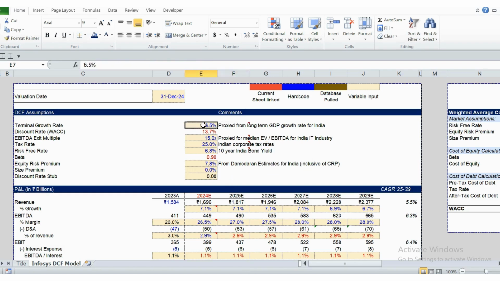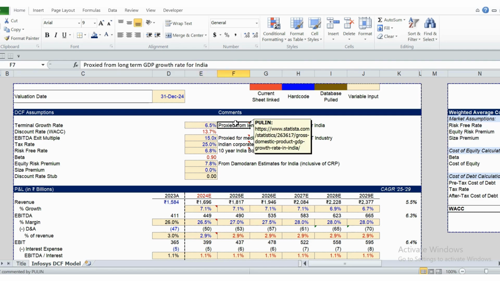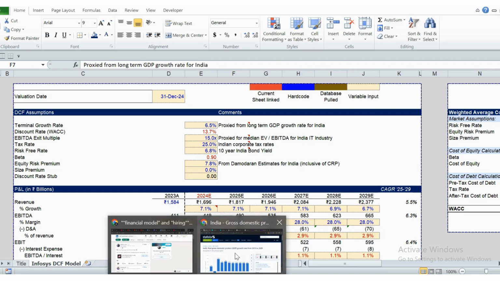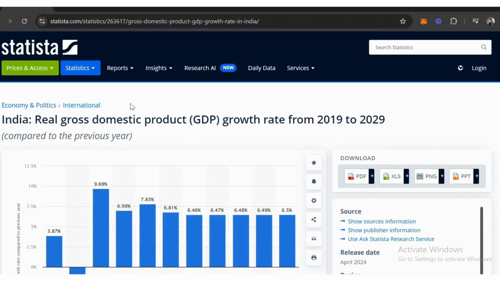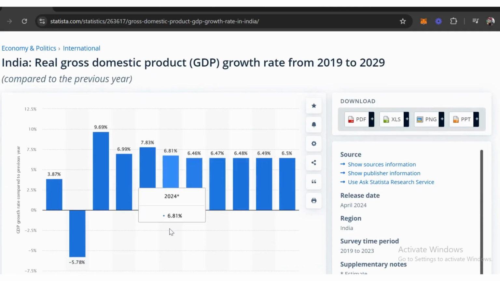I have also given the sources. It's very important to give the sources so that any auditor knows where you have taken any number from. Here you can see I have taken it from Statista. I got the future growth rate till 2029, which is again an estimate. From an investment bank perspective you would rather take this from some broker research, but just for understanding purposes I have taken it from here.